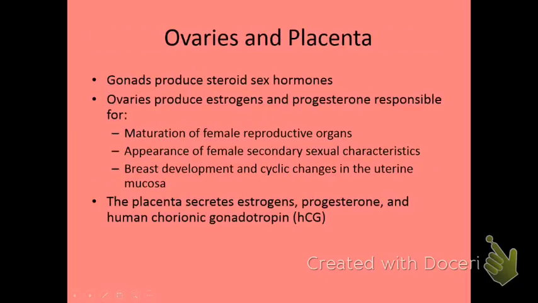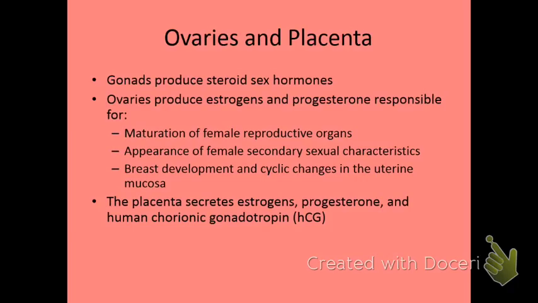Now the ovaries and the placenta also are responsible for production of hormones. Ovaries produce estrogen and progesterone. They're responsible for the female reproductive organs, the maturation of those, making sure that they are developed properly. The appearance of the secondary sex characteristics, breast development, cyclic changes in the menstrual cycle, uterine mucosal changes on a monthly basis. These are all changed because of stimulation of the ovaries by the follicle-stimulating and luteinizing hormone that we get from the anterior pituitary.